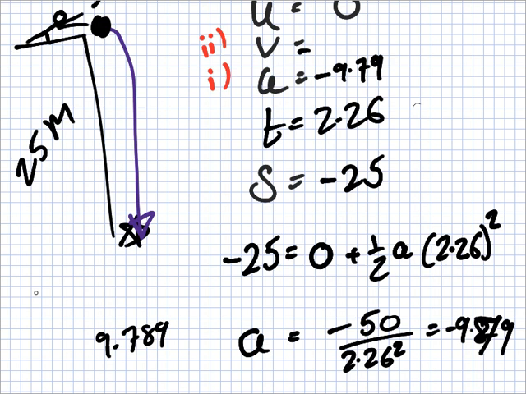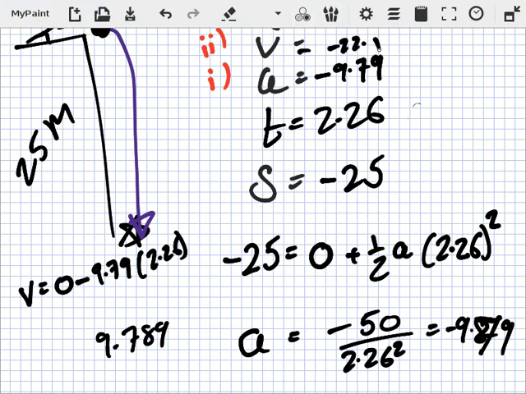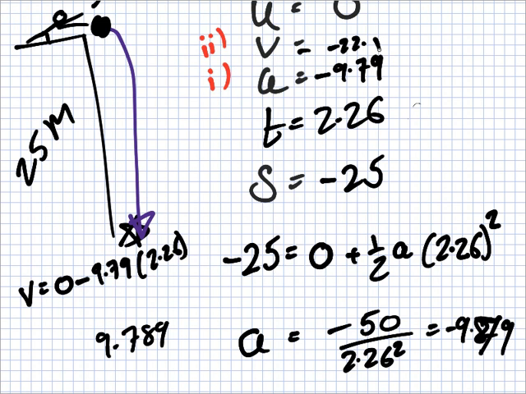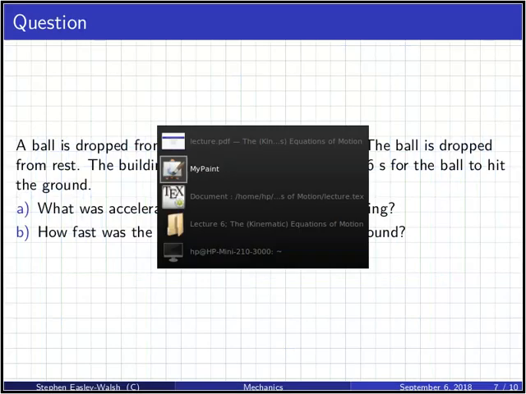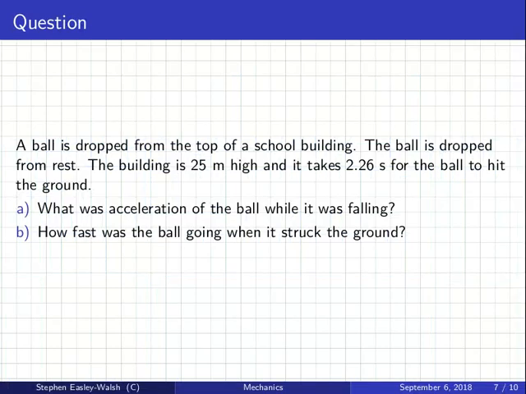Okay, and what can give me the V? We could just go with V equals U plus AT, so minus 9.79 times T, which is 2.26. So what do I get for the V? Minus 20, is it? Minus 22.1. Now, why is the V minus? It's because it's going down when it hits the ground. Yeah. Okay, good. Not 9.78. Okay, I won't worry too much about that.